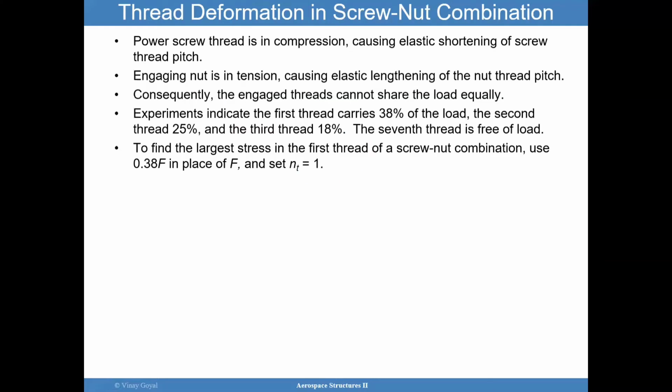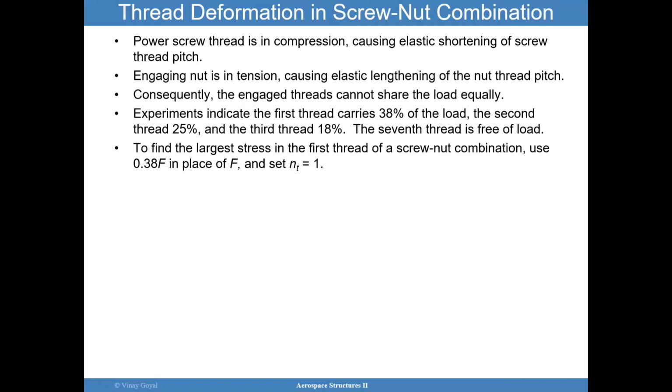So it is important to understand that thread deformation and screw nut combinations need to be understood. A power screw thread is in compression and will cause elastic shortening of the screw thread pitch. We will engage the nut and it will be in tension, causing elastic lengthening of the nut thread pitch. Consequently, the engaged threads may not be equally sharing the load.